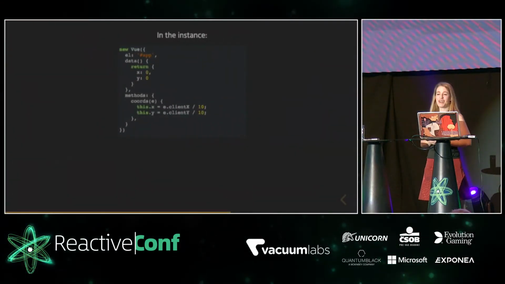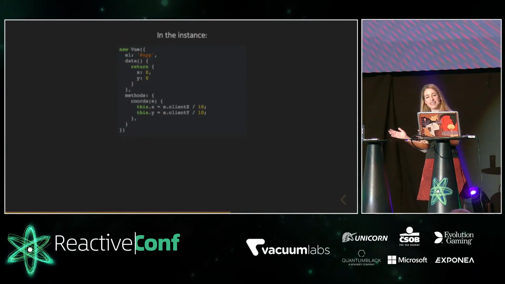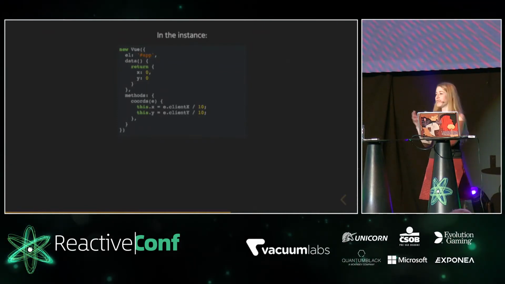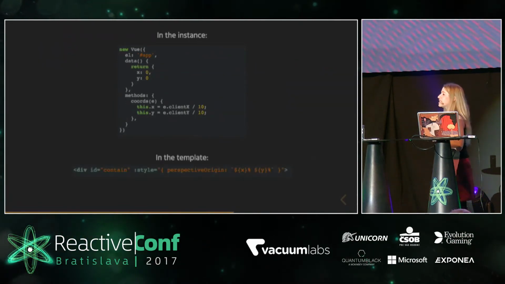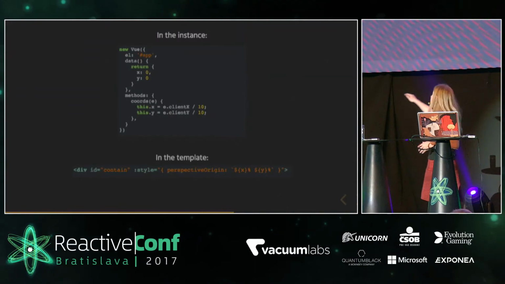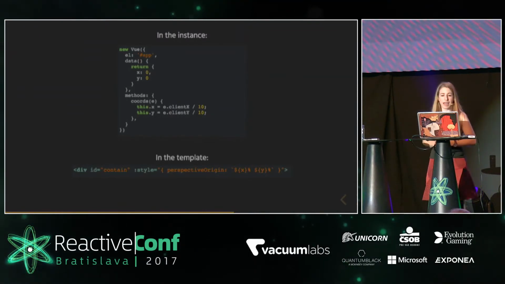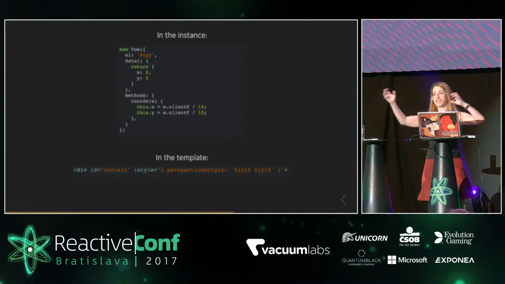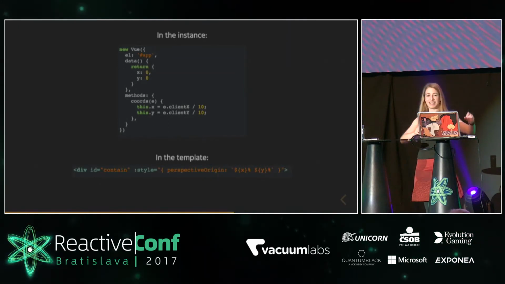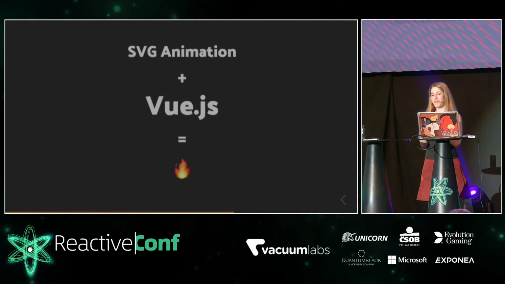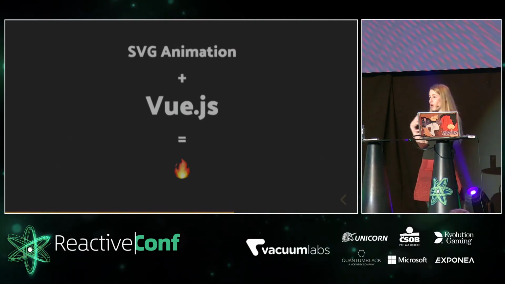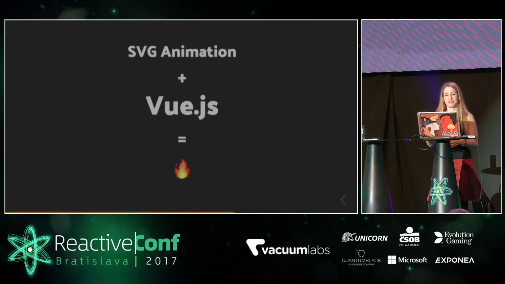So in the instance here, we start with x at 0 and y at 0. We're going to track progress with clientX and clientY, and we can hook it up to our styles, in this case, just perspective origin, and then we have a template literal where I'm plugging in those x and y values pretty easily. So SVG animation and Vue end up becoming really good friends because they play so nicely together for those updates.